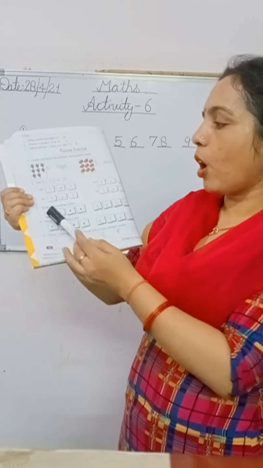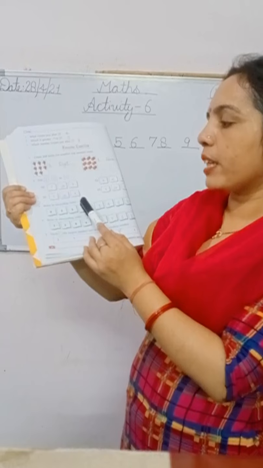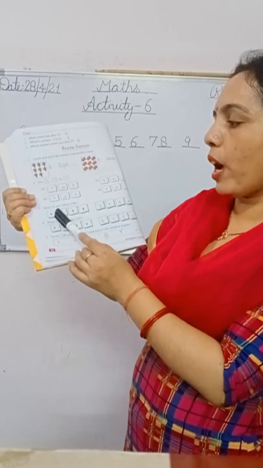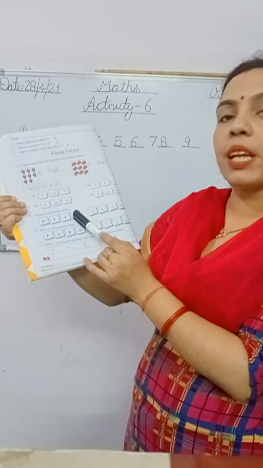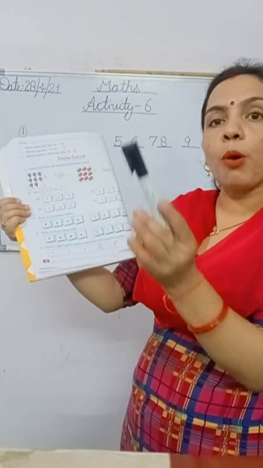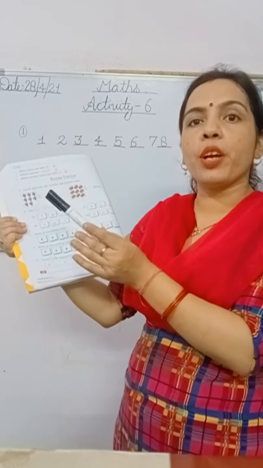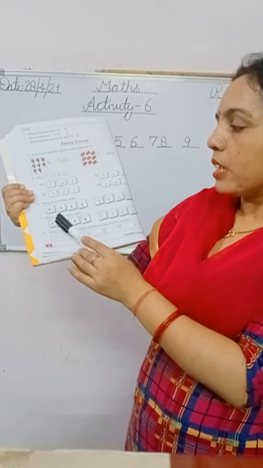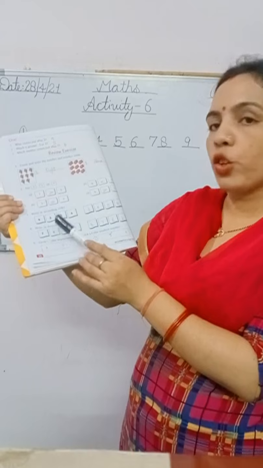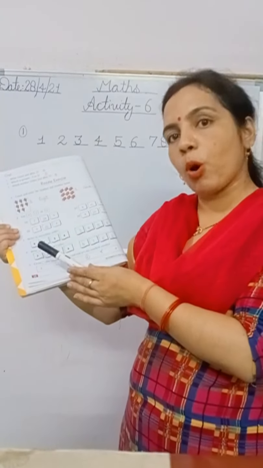Okay. Now 3, write in ascending order. You have been given some numbers: 9, 3, 5, 4. You arrange your numbers in ascending order. Ascending order means what? Smallest to greatest form. You arrange your numbers in smallest to greatest form. Next, descending order. You arrange your numbers in greatest to smallest form.